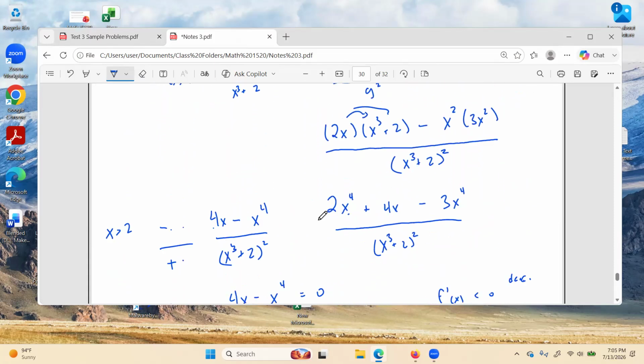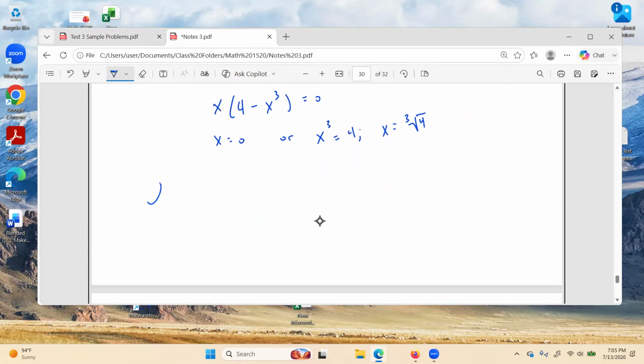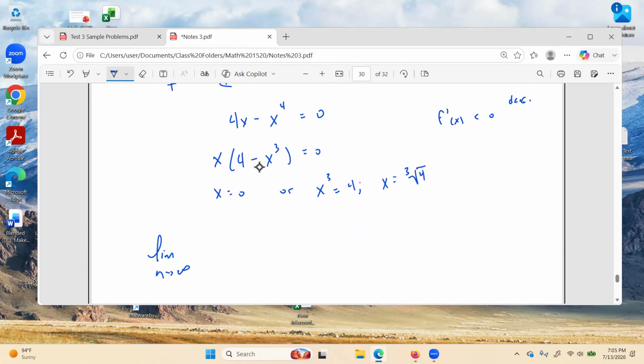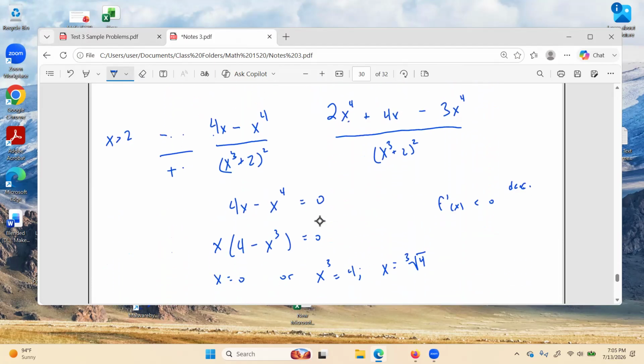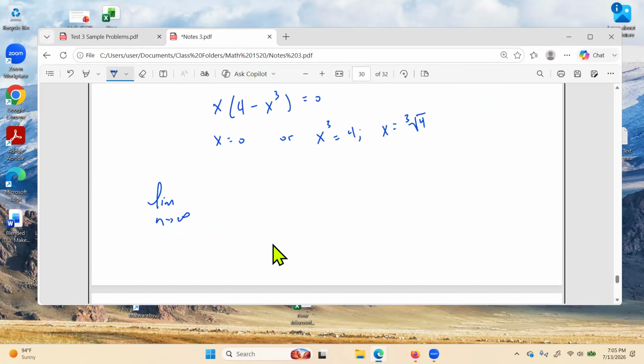Third, the limit as f of n goes to 0. So if we look at the limit as n goes to infinity, what is my function value here? Going back up here, we have n squared over n cubed plus 2. If you want to be real precise about this, remember what we did in Calculus 1 was we multiplied top and bottom by 1 over n squared.